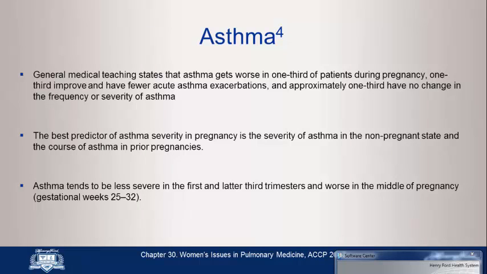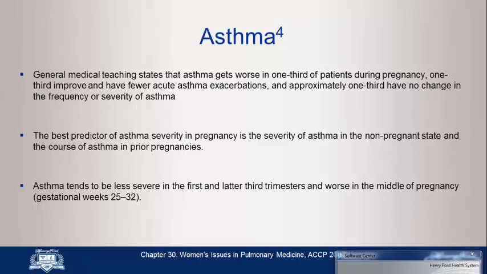So the classic teaching about the rule of thirds, you all know this: one third of them get worse in pregnancy, one third remain the same, and one third get better. What helps you predict which patient will be better and which patient will be worse? It really depends on two things. First of all, how does their asthma behave before pregnancy? And two, if they had prior pregnancies, how did they do? If they did worse in their first pregnancy, most likely they will do worse later.